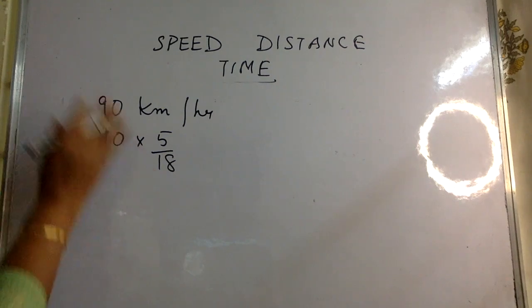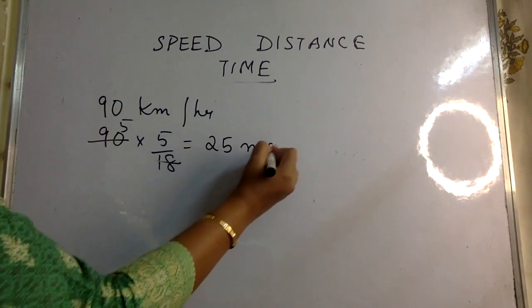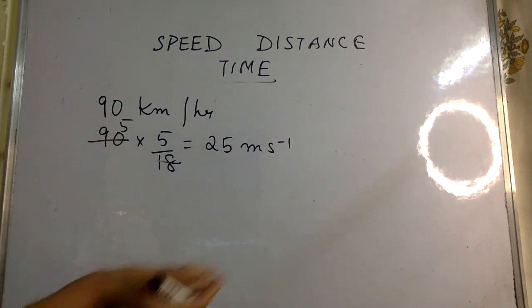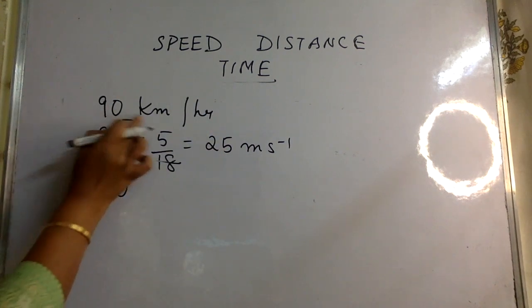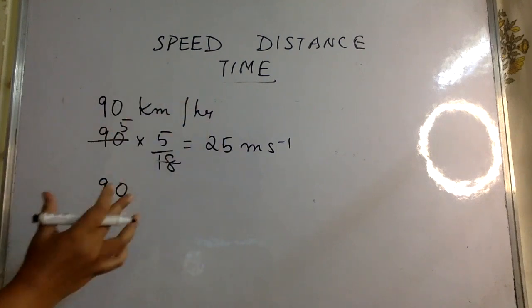But I'll tell you in detail why. This is 5, which is 25 meters per second. And then, why is it 5 by 18? Let me go into details. 90 kilometers it is going per hour. We have to find how many meters it is going per second.